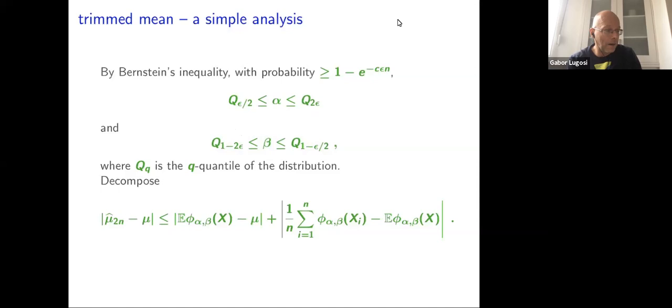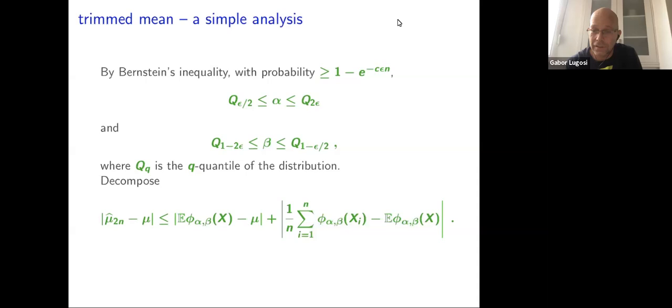And now we decompose the difference between the estimator and the true value. So we take the expectation of this truncation function, right? Well, this expectation is with respect to the x, right? So alpha and beta, remember, they are random variables depending on the y. So this is a random variable here, but anyways, this is the conditional expectation minus mu, and here this is just the empirical average minus the expectation. Okay, so you can see that the second part, the estimation error, is just a simple empirical average, and we can deal with it just using Bernstein's inequality.